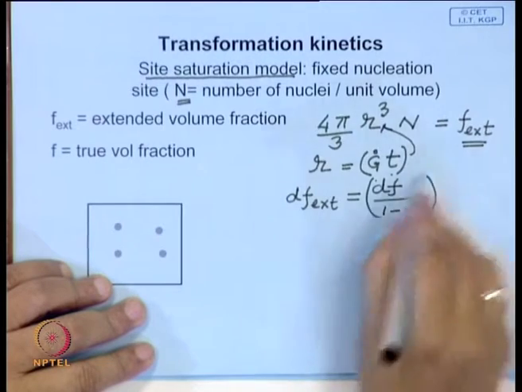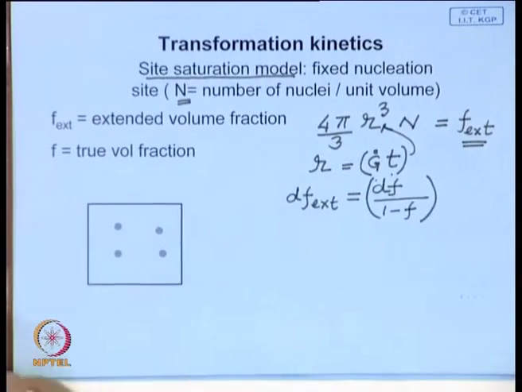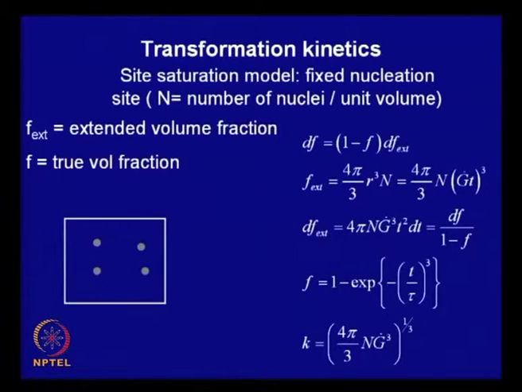And once you substitute this over here, then you can integrate and get that expression, which is shown over here. Look at these steps. Here these are the nuclei, a fixed number of nuclei, and this is what has been done. You have a certain fixed number of nucleation sites, and once these sites are all saturated, this is the extended volume fraction. Differentiate it with time, you get this, and then if you integrate, you get this expression.